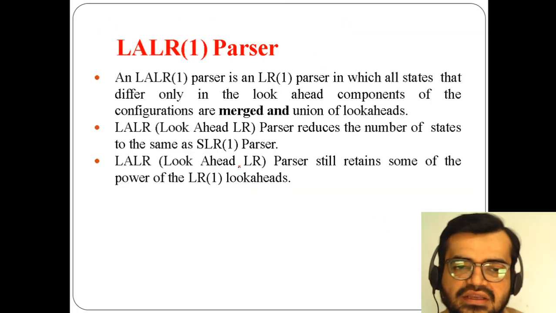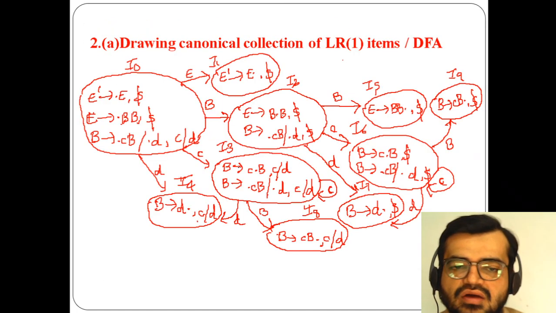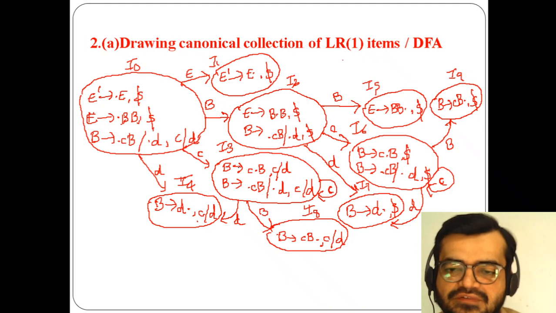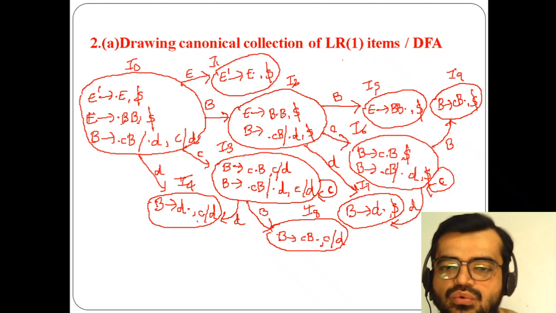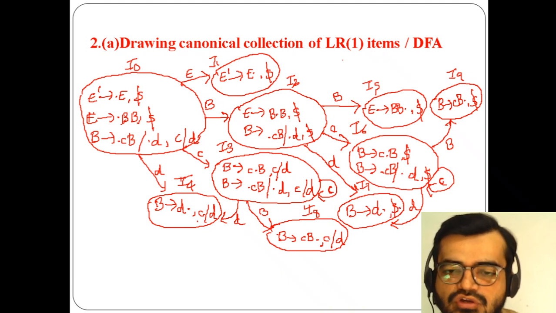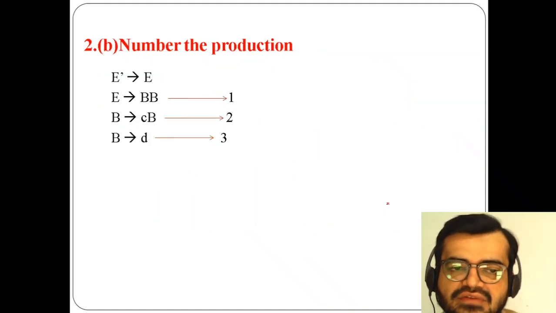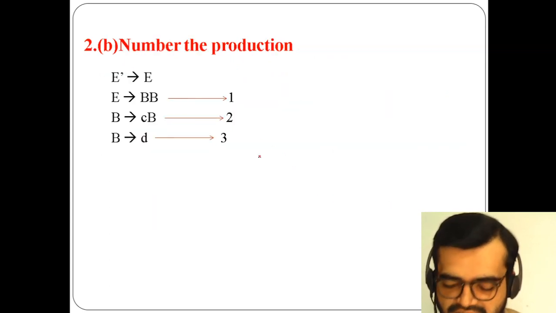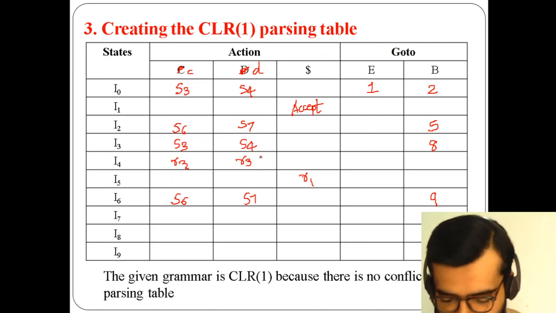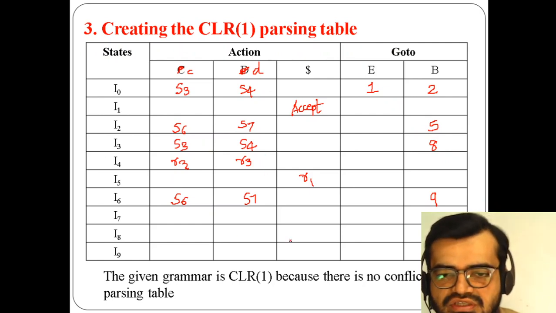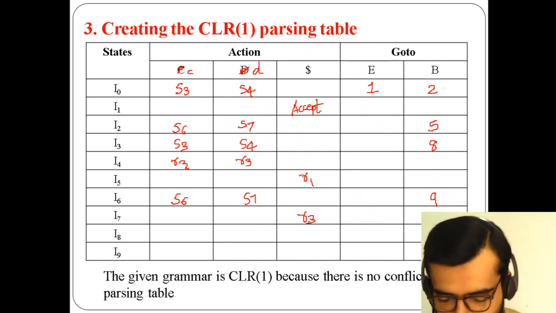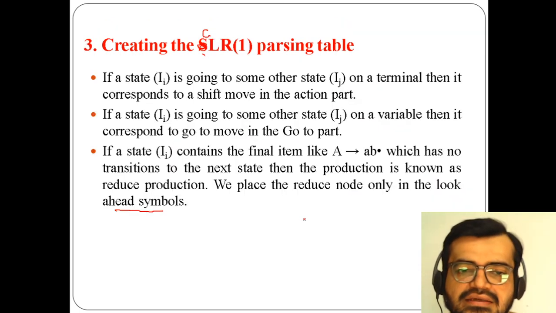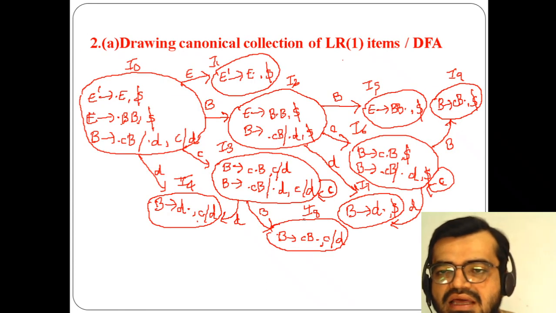Next comes I7. If you go in I7, what happens in I7? I7 is also a final state, and if you observe, it has only one look ahead symbol, which is dollar, and in I7 the item is B of D dot. So that means the third production is there, so we have to use R3 here. So I'm writing R3 in dollar only. Okay, similarly in I8, if you go in I8, what is there in I8?